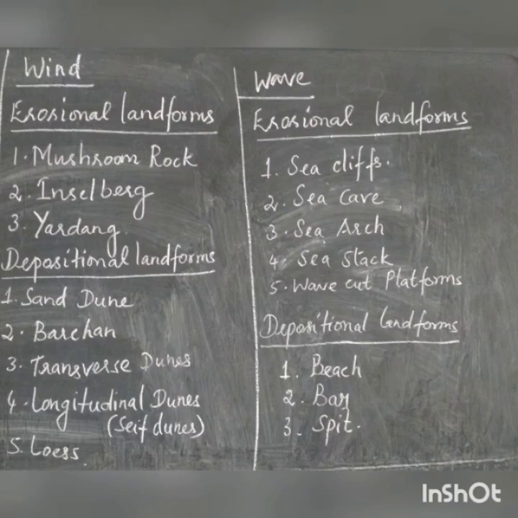Sand dunes mainly occur in the desert areas. During sandstorms, wind carries loads of sand. When the speed of wind decreases, a huge amount of sand gets deposited. These mounds or hills of sand are called sand dunes. There are many types of sand dunes.